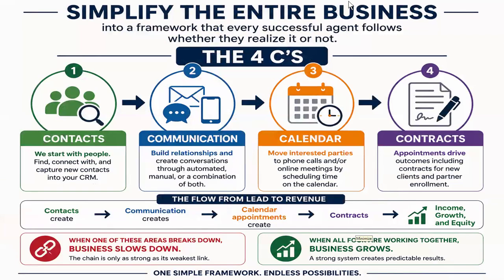So these are the 4 C's, guys, and this is a framework that every successful agent follows, whether they realize it or not. If they don't realize it, it's probably not being followed, and they're probably not as successful as somebody who's dialed into this, because this is a flow. Once you understand the flow, you're just sorting people out, making sure that whatever stage they're at, you're trying to move them to the next pipeline stage.